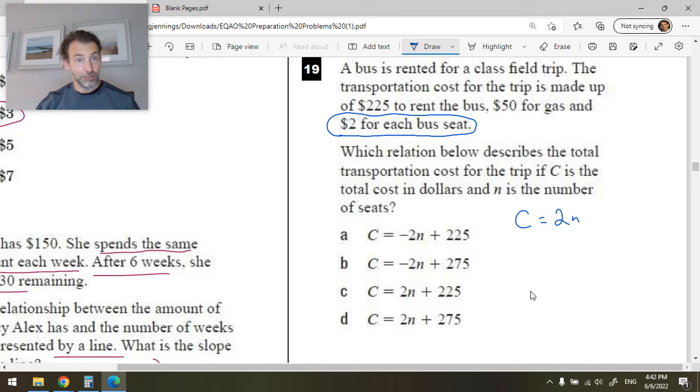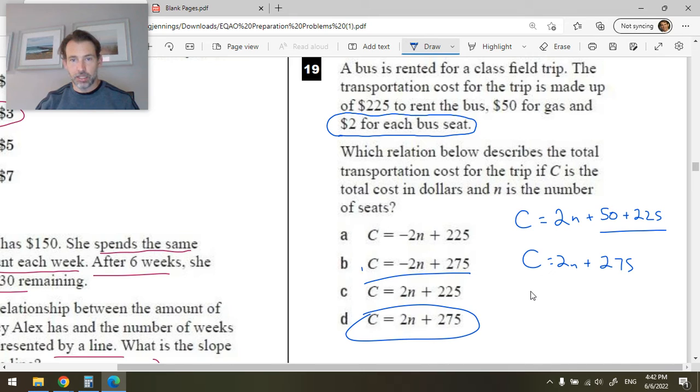So that's the rate of change. That's the variable. It's how many seats are you going to use? You have to pay for each seat. The more seats you use, the more you pay. So cost is equal to 2 times the number of seats plus $50 for gas plus $225 to rent the bus. These are like terms, so let's collect them. C is equal to 2N plus 275. Not the other one, because that would be a discount for every person you put on the bus, and that ain't the case.